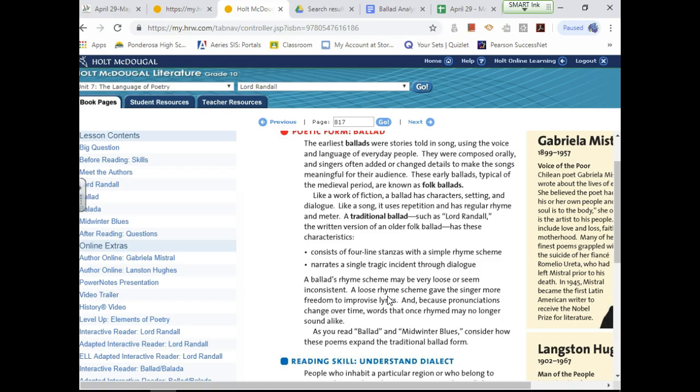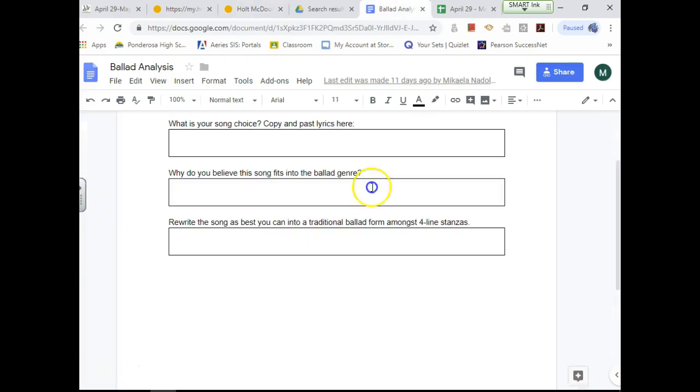Does it have to be a ballad song, or can it be any song? Your job is to try to identify a ballad. So based on what we talked about, told in song using the voice and language of everyday people, it has character, setting, and dialogue, uses repetition and a rhyme scheme. So you're going to try to identify that, because once you identify it, you're explaining why this song fits into the ballad genre. If you say it's because it has a cool melody, well, that's not what a ballad is. A ballad's almost like a narrative told in a poetic form.